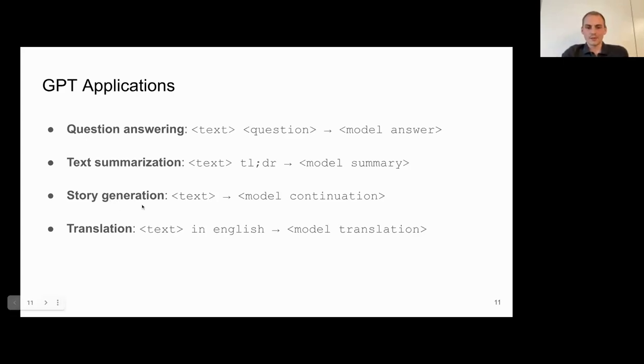Other ones are story generation. You just put some text there, a story, the model continues it for you. Or you can even use it for translation. So they would give it some text and then just continue with "in English," and the model is going to output in English. Of course, that's not always working so well. And in reality, in the paper, you'll see there's a couple more details to it, but that's the rough idea.